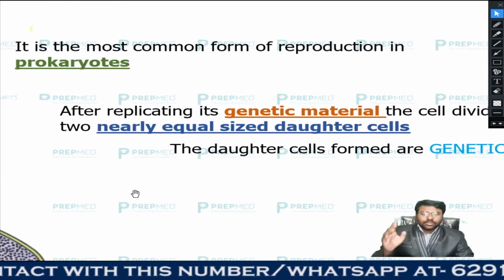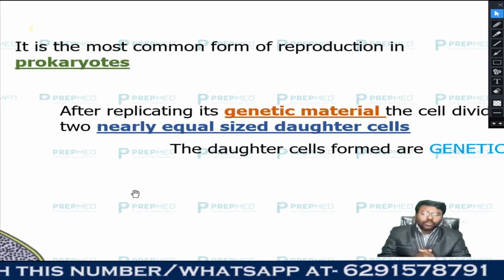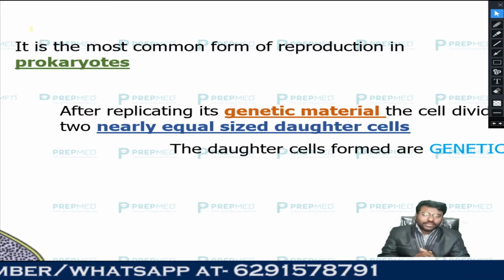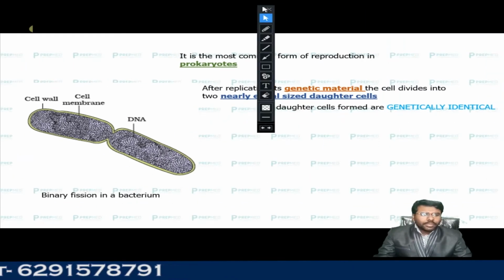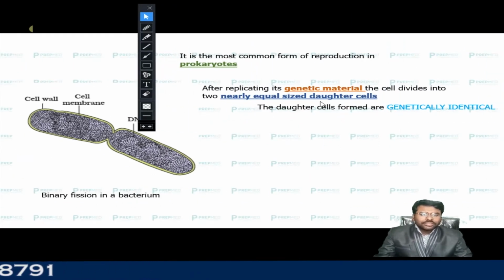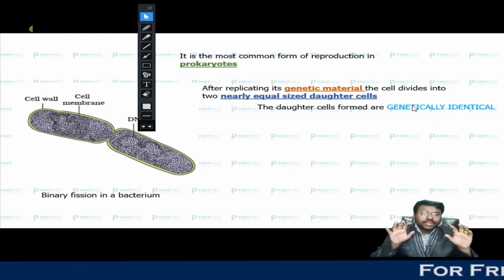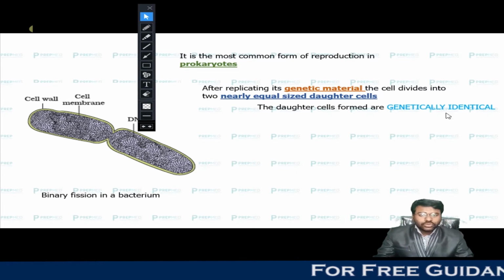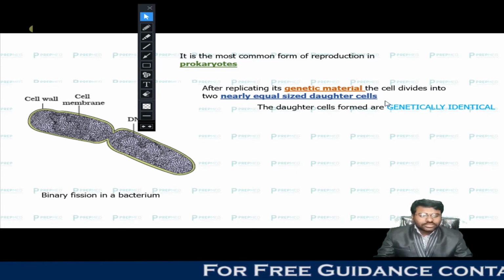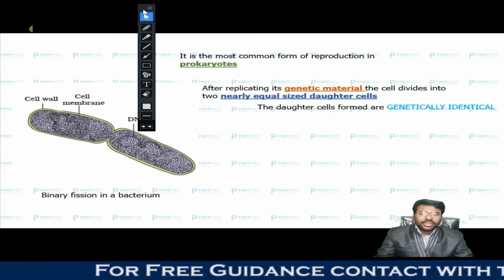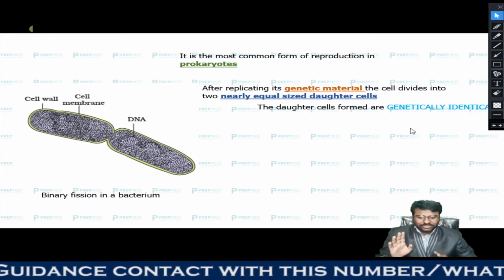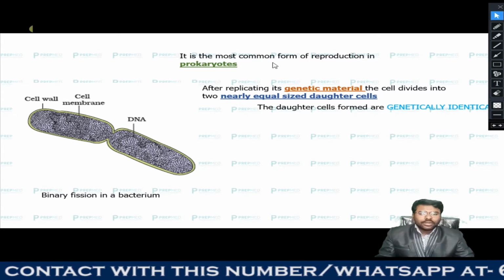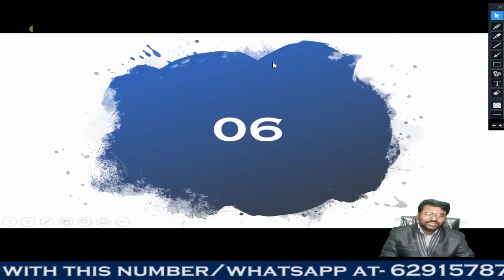It is the most common form of reproduction in prokaryotes. And the 2 main points that are very important are, first of all, the size and the genetics. They are divided identically into daughter cells. So the daughter cells are nearly equal in size, and they both are genetically identical. So these 2 are the most important points in case of this image. Okay, now coming to the 6th slide.